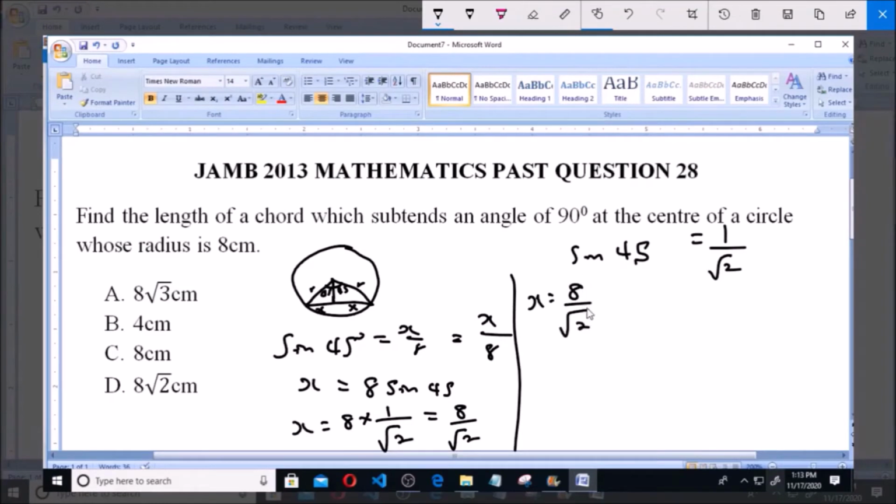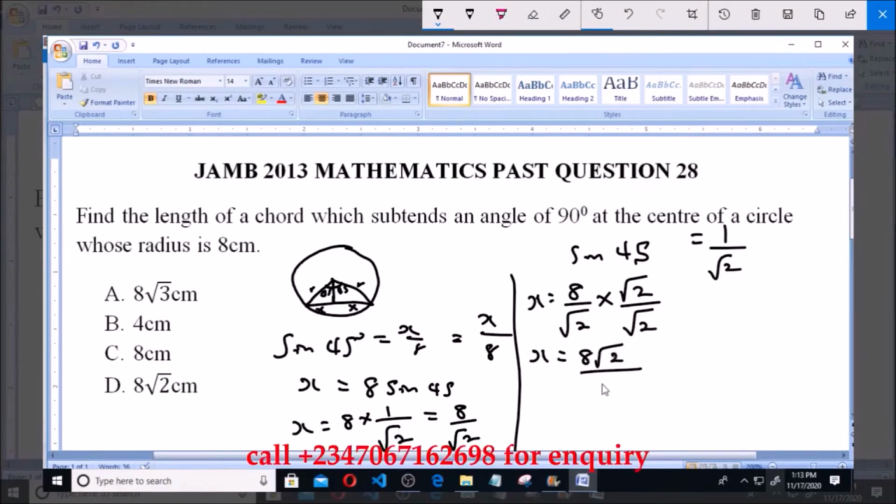We have to rationalize this now by multiplying the numerator by root 2 and also the denominator root 2 by root 2. So x is equal to 8 root 2 all over root 4. So x is equal to 8 root 2 all over 2. 2 here, 1; 2 here, 4. So x is equal to 4 root 2.